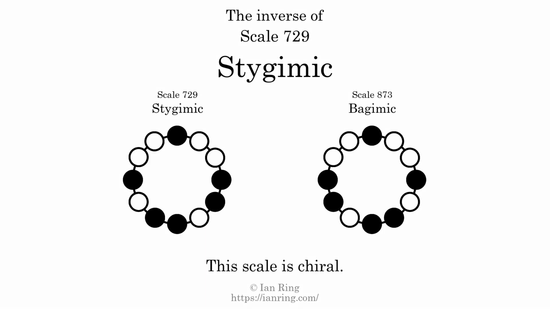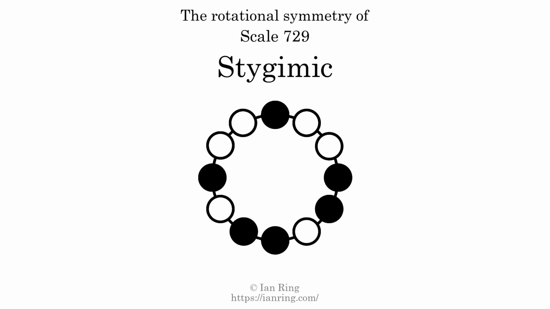The inverse of a scale is a mirror image. It is what you get when the sequence of intervals is reversed. The inverse of this scale is scale 873, also known as Stygimic. This scale is chiral. It cannot transform into its inverse by rotational transformation. This scale has no rotational symmetry.